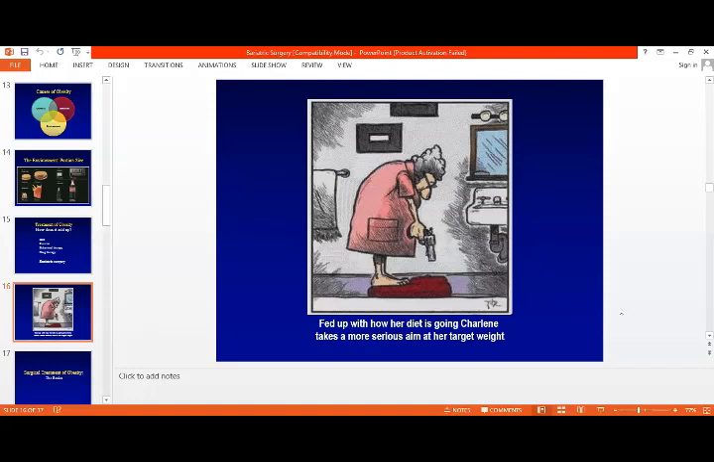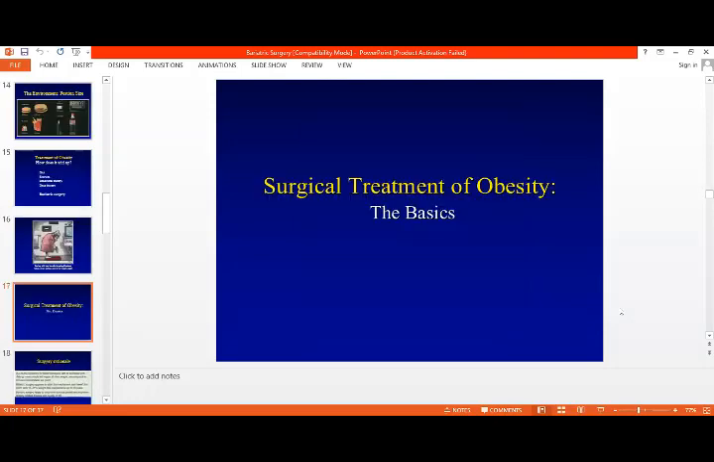So here is the surgical treatment of obesity. I will only touch the basics. It is a very, very new field of surgery, and not a lot of centers are doing it. It's actually a new chapter in your book. Previous editions had no chapter on bariatric surgery. I think in the last two or three editions, this has come up. So we'll just touch the basics.